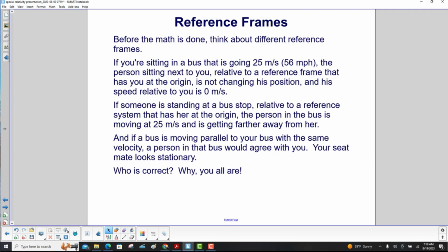If someone is standing at a bus stop, relative to a reference system that has her at the origin, the person in the bus is moving at 25 meters per second and is getting farther away from her. And if a bus is moving parallel to your bus with the same velocity, a person in that bus would agree with you. Your seatmate looks stationary. Who is correct? Why, you all are.